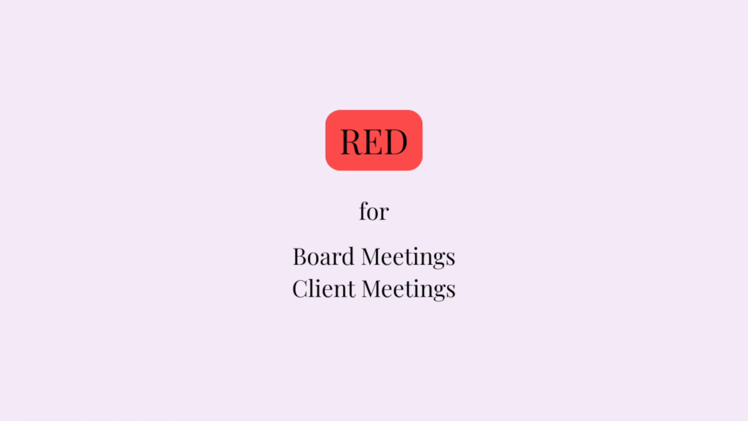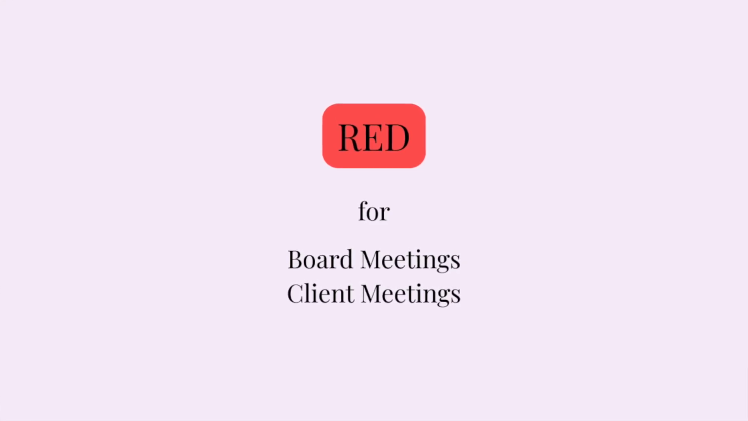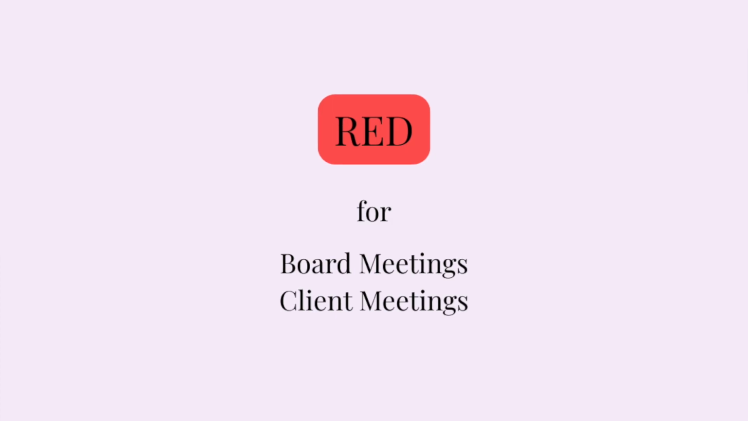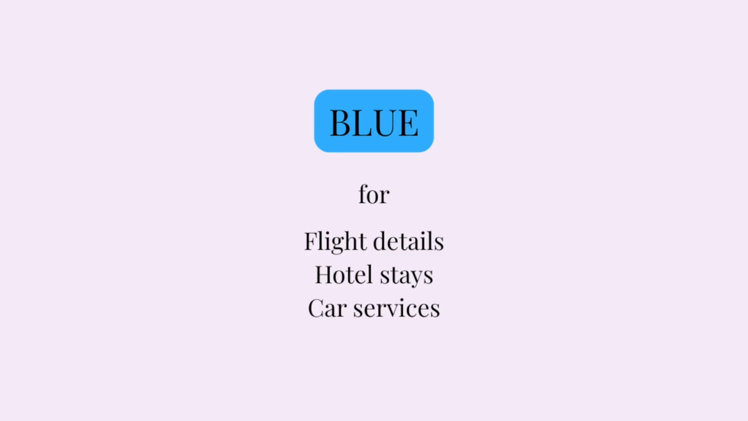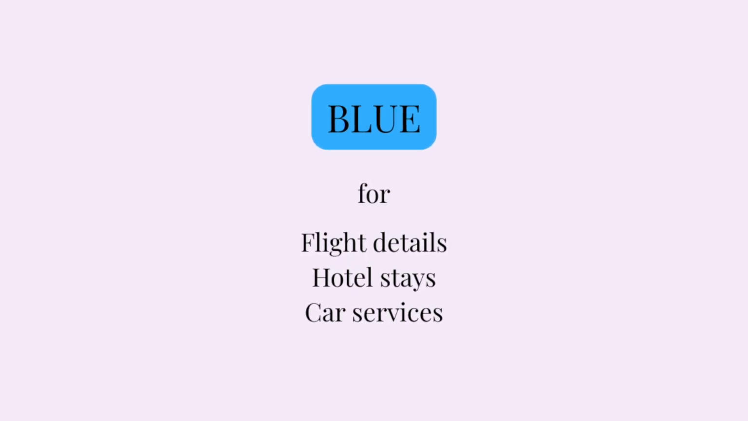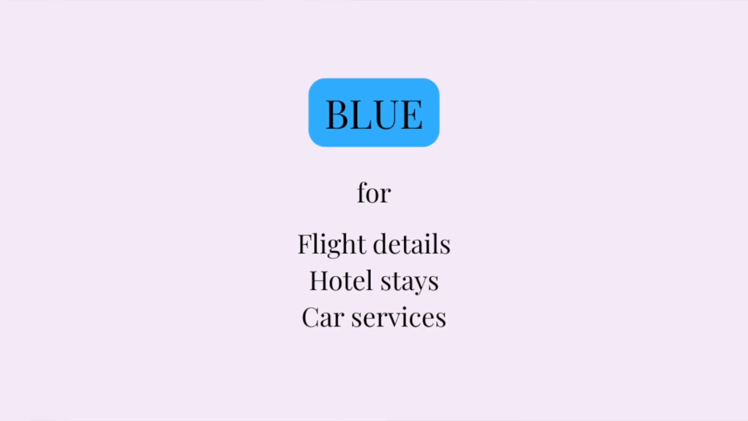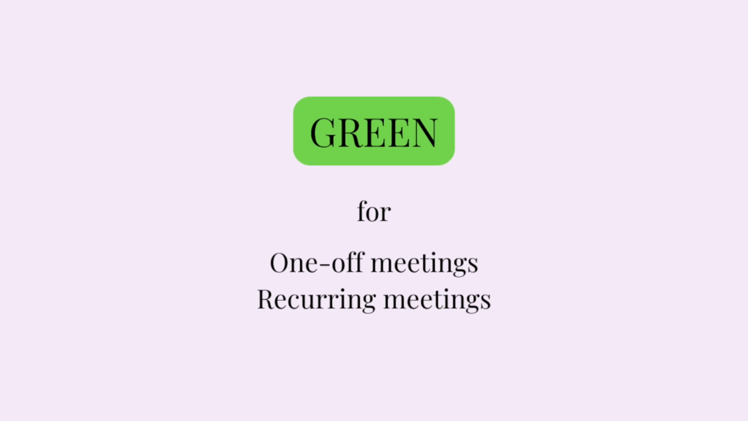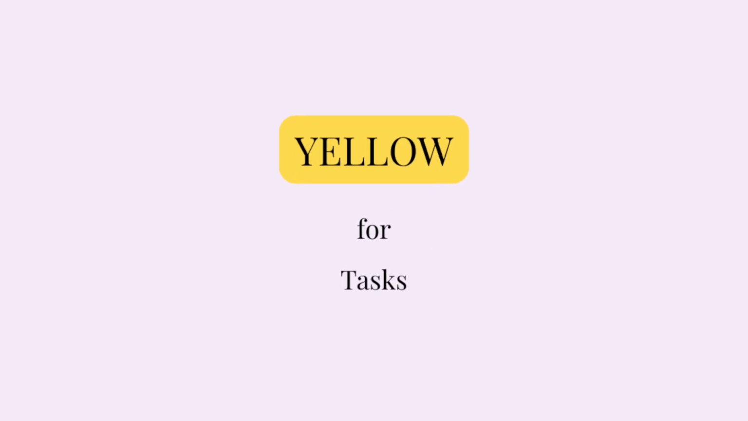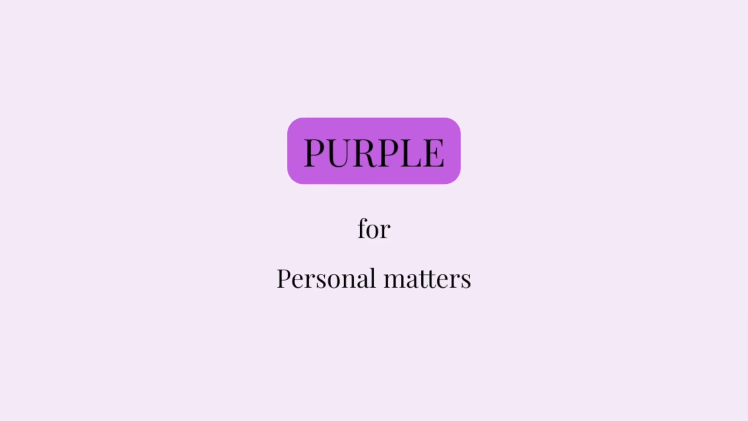Now that we have these categories, we can talk about colors. It's nice to have fun colors on the calendar, but what's nicer is a strategically color-coded calendar. For example, we can use red for important meetings such as board meetings. Red signals your brain that it's important or urgent. Next, we can use blue for anything travel related, for example, your hotel confirmation or car services. Blue signifies a relaxing color, so I like to correlate this with travel. We can use green for meetings. We can use yellow for tasks, and then purple for anything personal related.